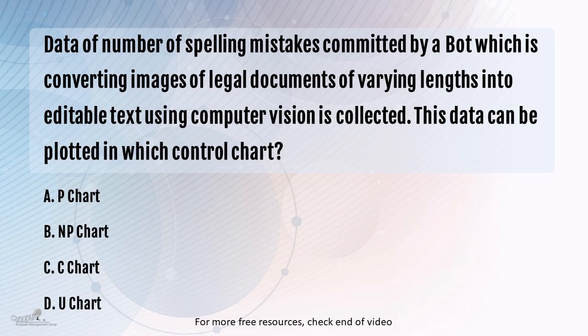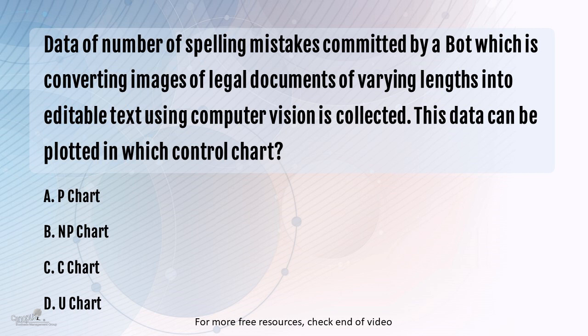Now, this talks about discrete data, right? Because we're talking about the count of errors. And the other important thing that you need to note here is that we are talking about legal documents of varying lengths. So the length is not common. And we are collecting data of defects and not defectives here, because we are not looking at how many documents are erroneous, but we are looking at the spelling mistakes within each document, of which the length itself is varying.